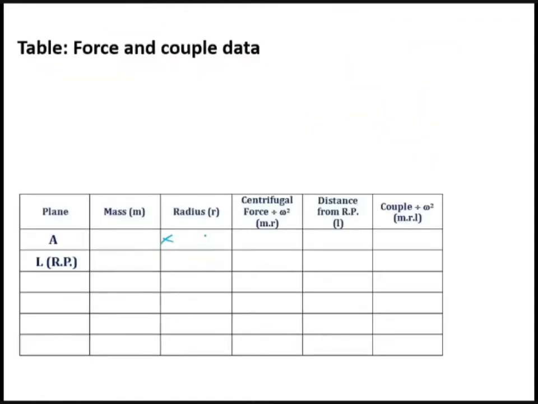Now just tabulate all the distances. I will tabulate all the distances here. This distance is given. This distance is minus 0.05 because it is toward the left side. So now what is the couple? The couple will be the centrifugal force mr multiplied by this distance, which is equal to minus 0.06.